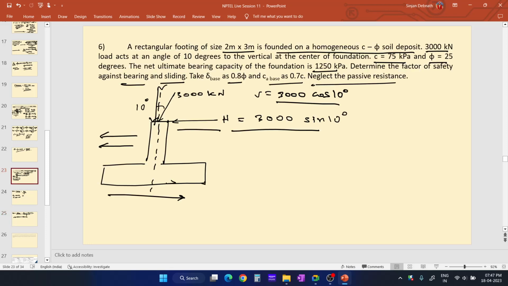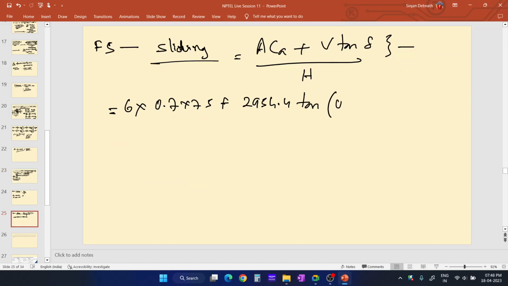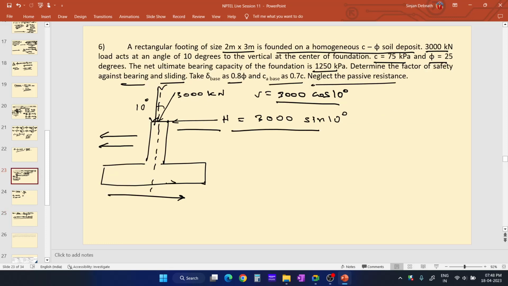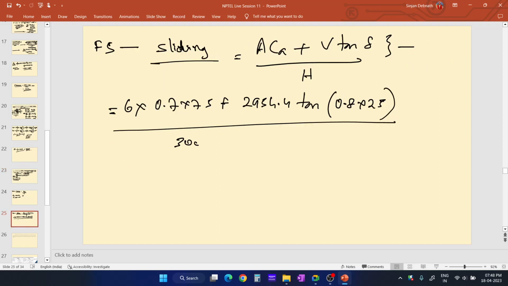Tan of delta means delta is how much? Delta is 0.8 into 25. So tan of 0.8 into 25. So this is the value of the resistance against the horizontal load, divided by the horizontal component. So what is the horizontal component? It is 3000 sine of 10 degrees.